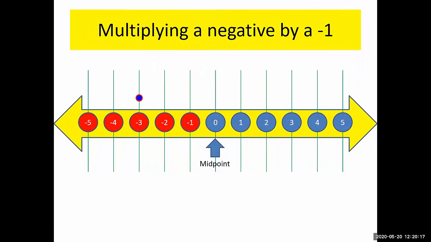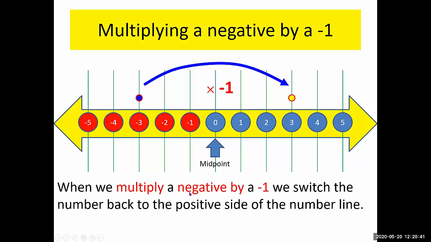Now let's just take that one step further. Let's suppose I had a negative 3 and I multiplied by a minus 1. So I'm going to take a minus 1 and multiply a negative number. In this case, remember the rule, if you multiply by a minus, I'm going to switch the sign of the number. So the number will go the other way. It ends up at 3. In other words, I'm saying when we multiply a negative by a negative, we switch the number back to the positive side of the number line. Or we say we make it more positive.